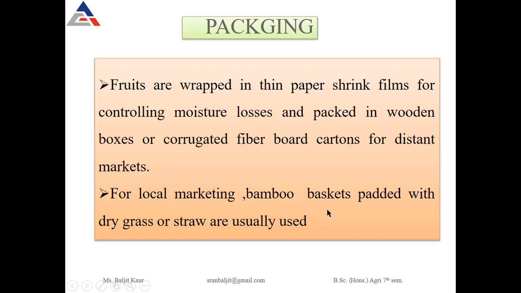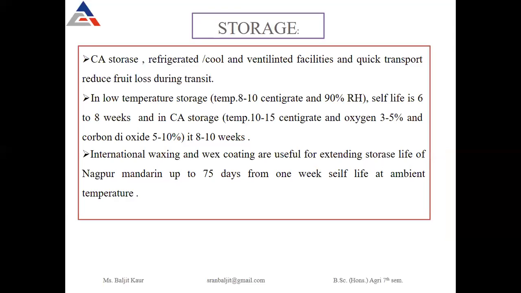Next is packaging. Packaging of fruits is done in the different kinds of packaging materials that we have already discussed. The fruits are wrapped in thin paper or shrink films for controlling moisture loss, and these can be packed in wooden boxes or corrugated fiber boxes for distant markets. For local marketing, bamboo baskets packed with dry grass or straw can be used. Then storage.